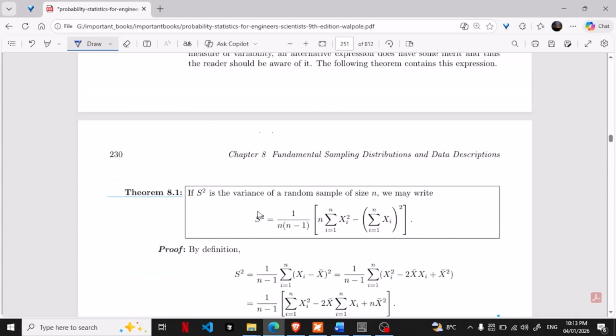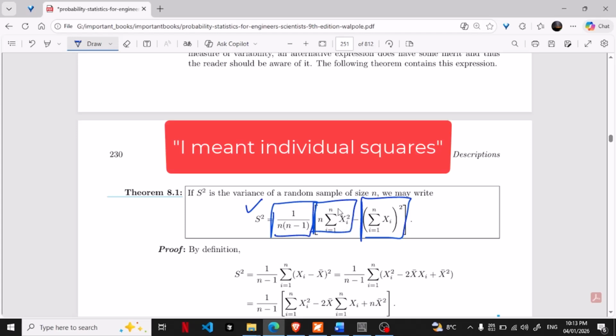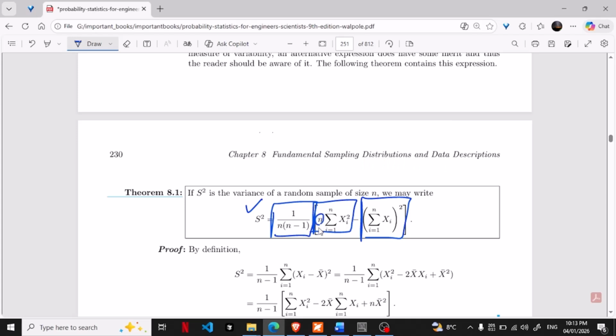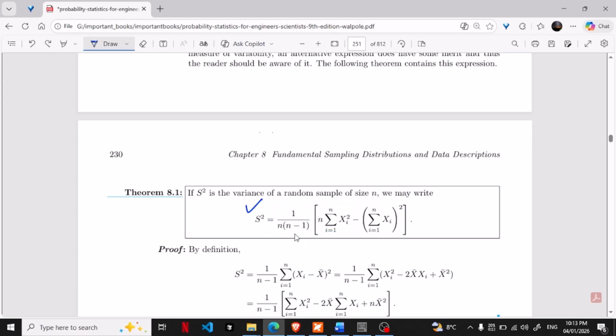This is basically theorem 8.1, and you can see the formula. This is the division term in which we have to divide the overall terms, while this is the first sum and this is the second sum, in which we have to take the sum of all the items and then square them. Here we have to take the individual squares, add them together and then multiply them with this n. At the end we have to divide over n multiplied by n minus 1. So this is equation 8.1.